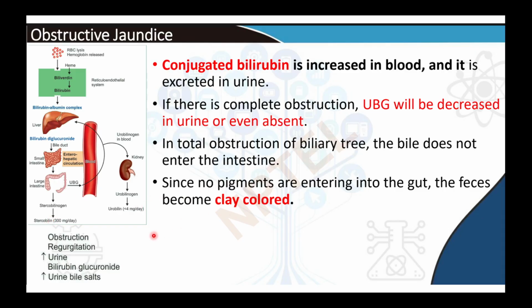Sorry, urine won't be colorless. Urine will be dark in color. Pale stools are due to the absence of stercobilin, and dark urine because the conjugated bilirubin will now be directly excreted out, which results in dark colored urine. There won't be any UBG present. There won't be any conversion of conjugated bilirubin into urobilin. That is what happens in obstructive jaundice. Okay.